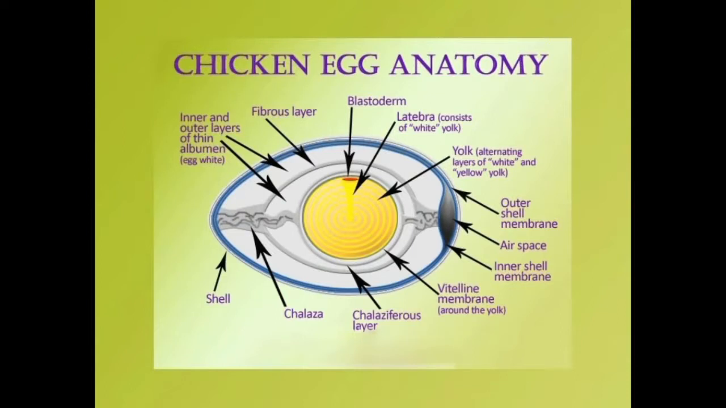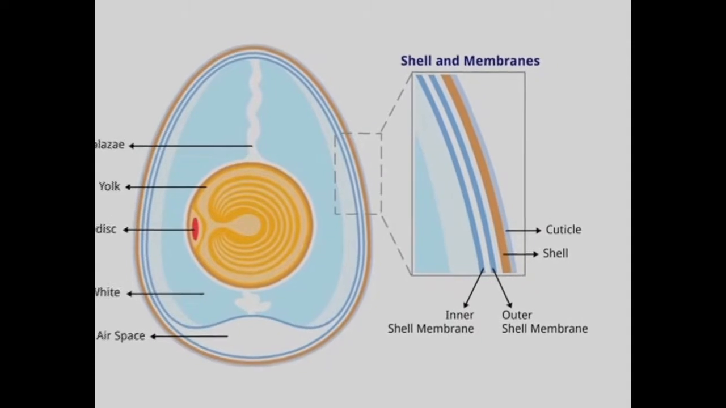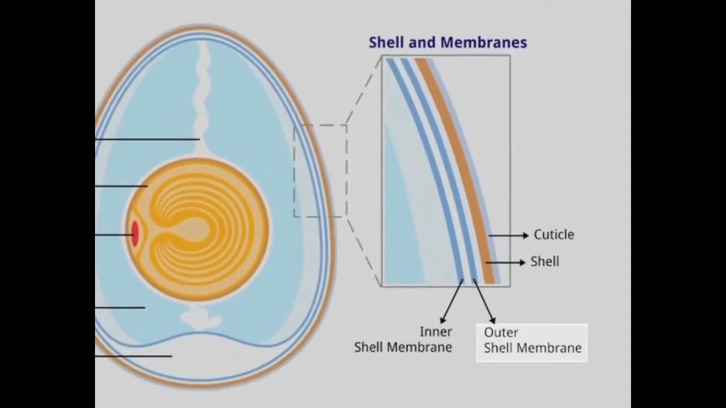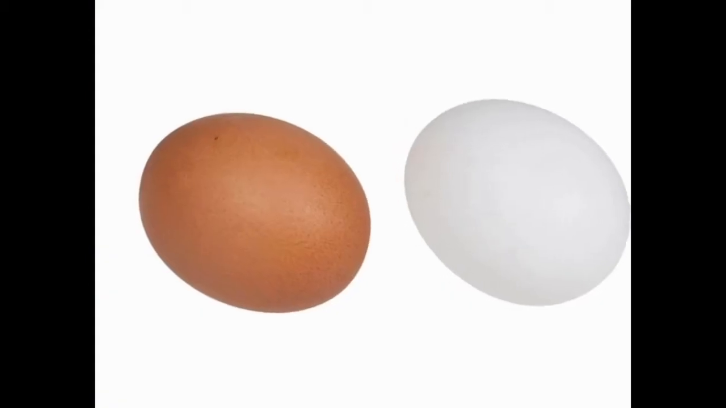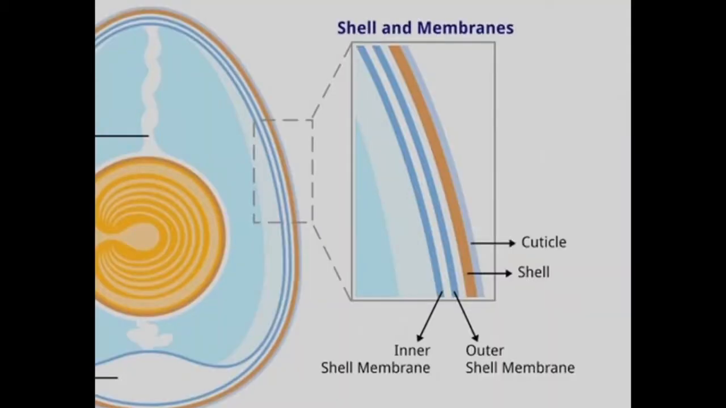Let us now look at the structure of the hen's egg. The egg is surrounded by the shell, which along with two membranes, that is the outer shell membrane and the inner shell membrane, helps to protect the inner contents of the egg. The shell is porous and contains thousands of small holes which allow gases to pass in and out of the egg. The shell is surrounded by a thin gelatinous layer which is known as a cuticle or bloom, and this helps to prevent entry of microorganisms into the egg.